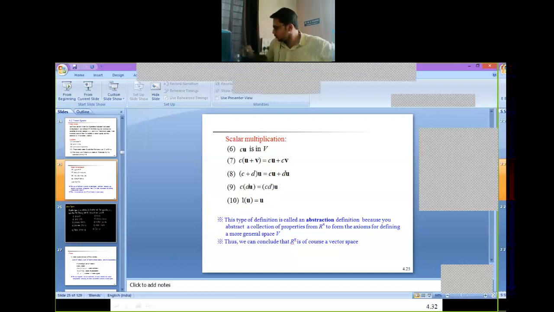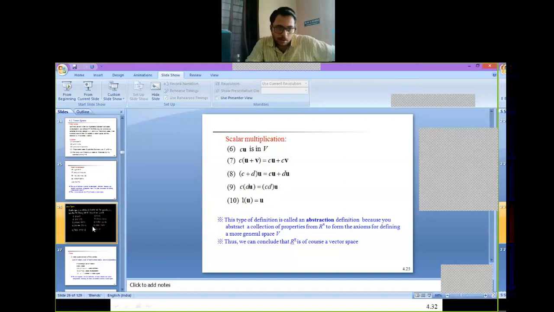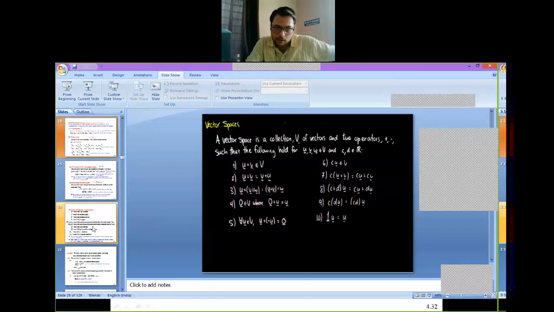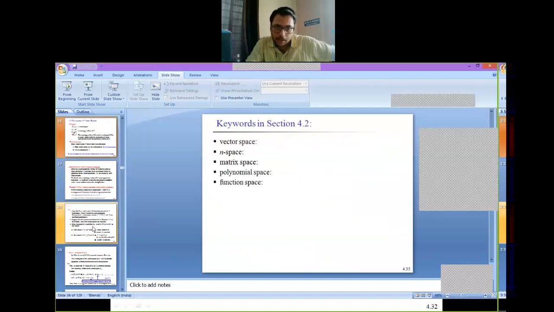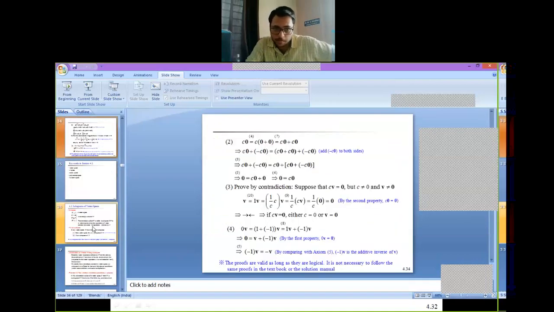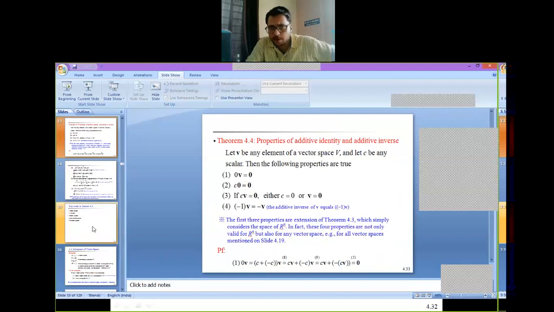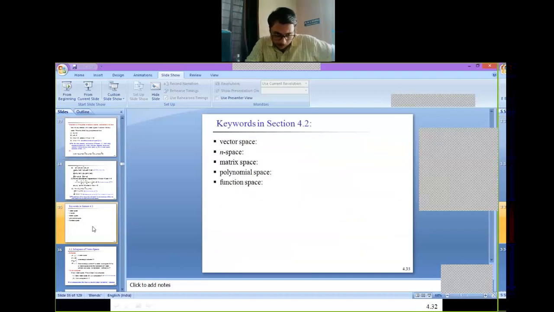I think our time is getting over. In tomorrow's lecture, what we will see is the definition of subspace, and the properties of additive identity and additive inverse, which we already saw in yesterday's lecture. These were the keywords of your section 4.2. We started section 4.2 with the definition of vector space, covering n space, matrix space, polynomial space, function space, and continuous function space.